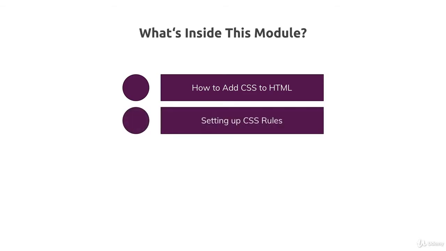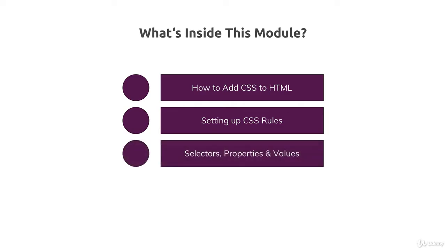We'll then dive into how you may set up CSS rules. So after you learn how to add CSS, how you actually write CSS code to, well, change something on your page. We'll then dive deeper into selectors, properties, and values, because these things turn out to be important when it comes to writing CSS rules.